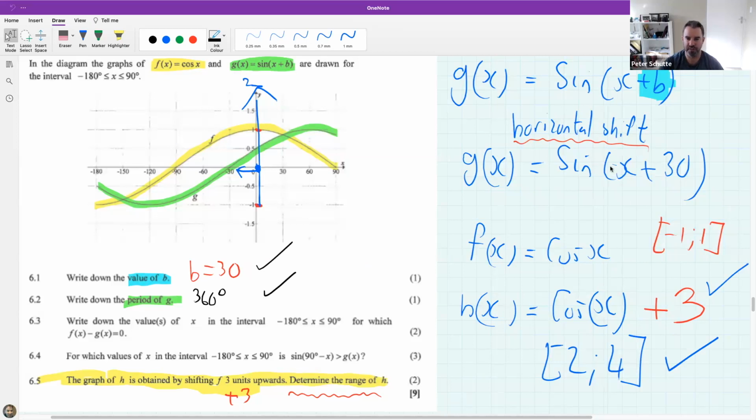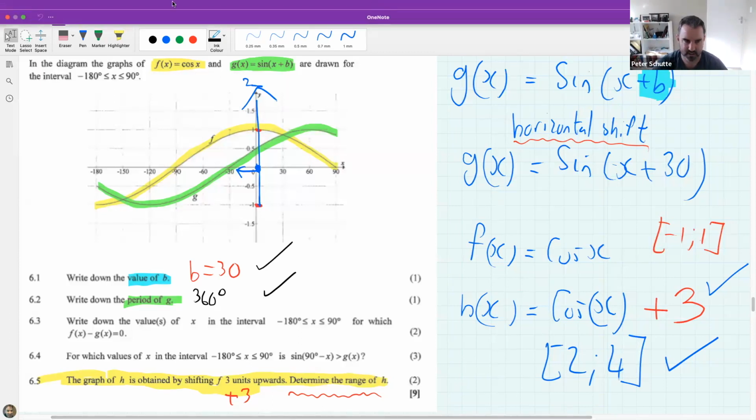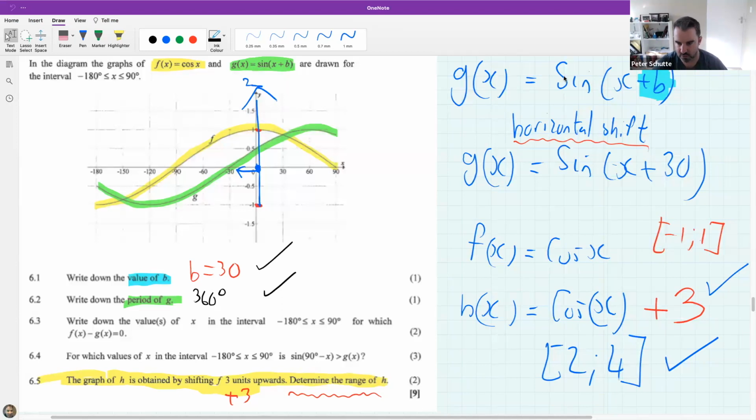Thumbs up if you got that tricky bit. Thumbs down if you don't feel like you understand that sneaky bit. Because the amplitude change will make it bigger in both directions. But when you shift up, it simply moves everything up by a set amount. It doesn't actually stretch anything. Fantastic. So now let's have a look at 6.3.